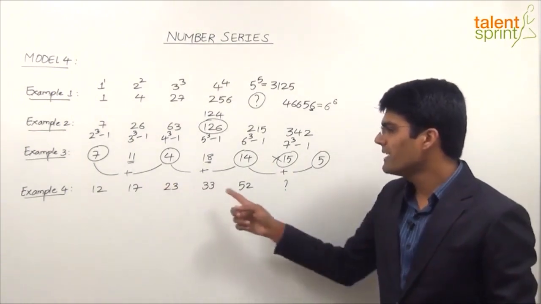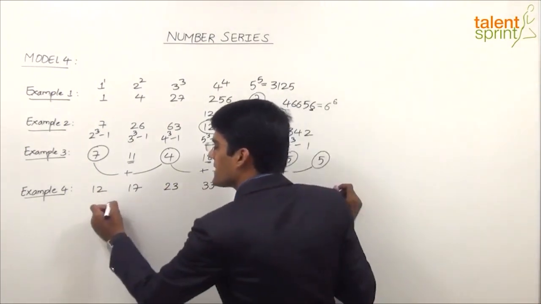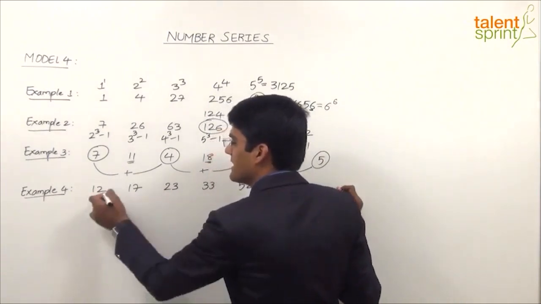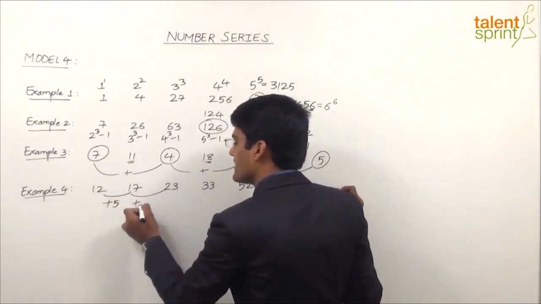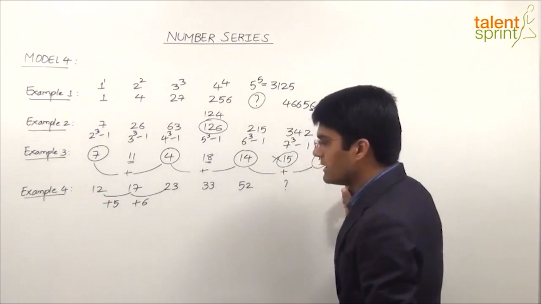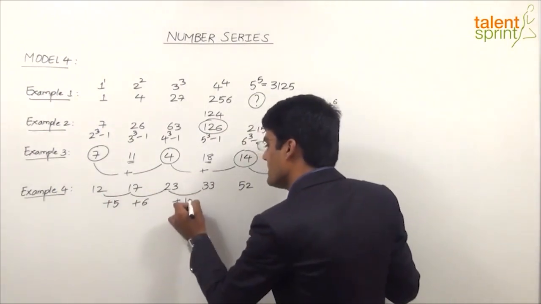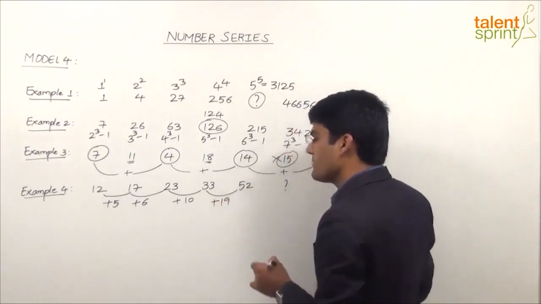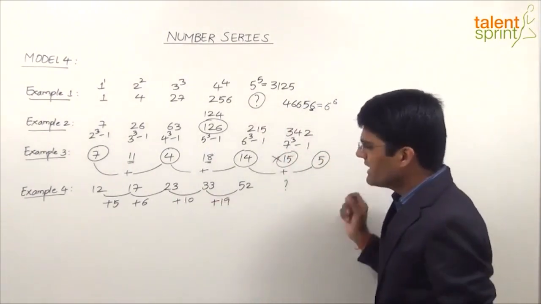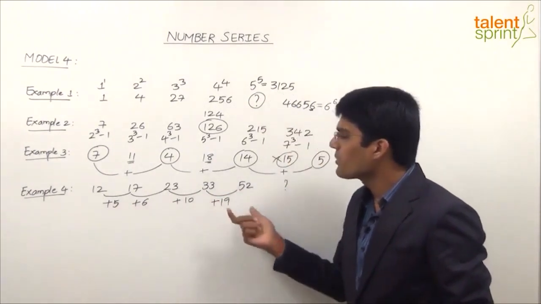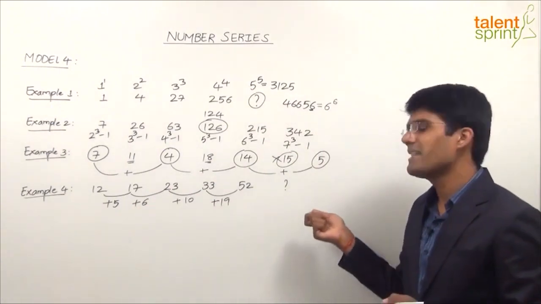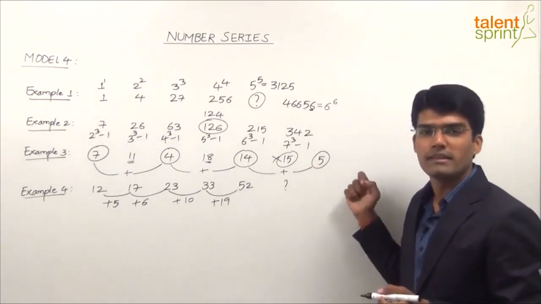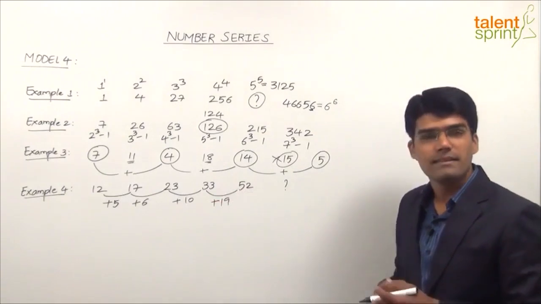Now if we try to go by the differences here, 12 plus 5 is 17. 17 plus 6 is 23. 23 plus 10 is 33. 33 plus 19 is 52. But then the differences are not in a proper fashion. 5, 6, 10, 19 doesn't have a flow in it. There is no rhythm between these differences.